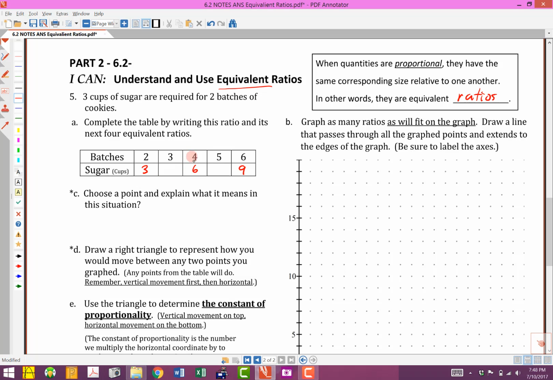And hopefully you can see that each one of those would reduce to that same equivalent ratio of 2/3 if we wanted to think of it that way, or 3/2 if we were going to do the sugar on the top and the batches on the bottom.